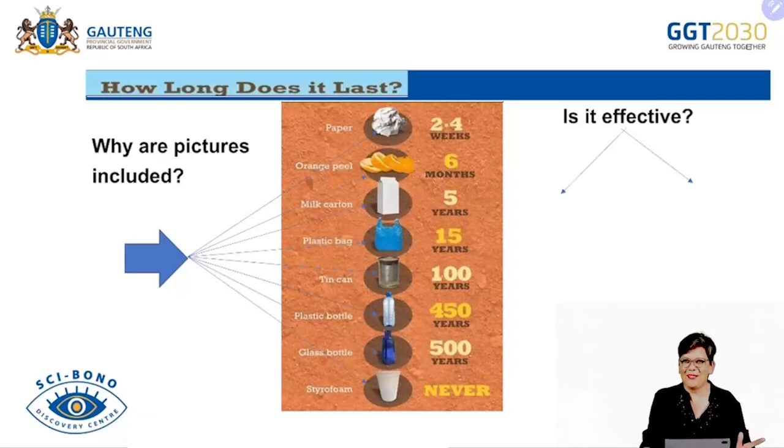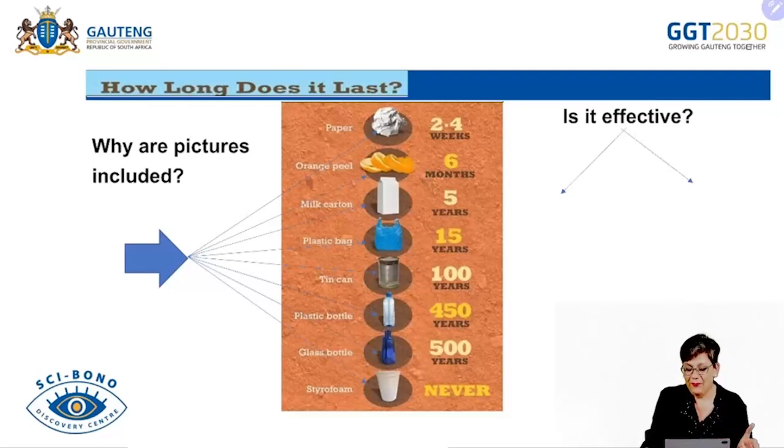Now, probably the biggest question I always have is, why have they included all these pictures? Why would they include all these things? I mean, we can read, can't we? So why include all the pictures to show you this is the orange peel, and this is the plastic bottle, and this is the glass bottle? And you know, and I know, and one of the questions they're going to ask you most definitely is is it effective? In other words, are the pictures that are included in here, are they effective?